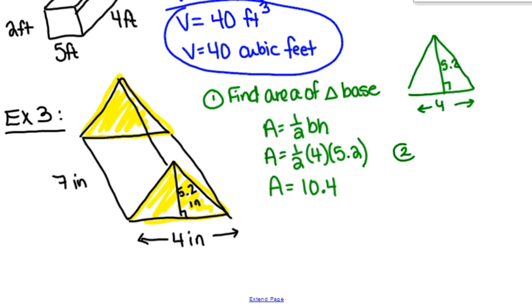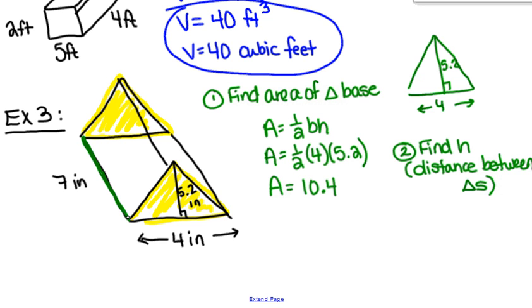Step 2 is to find the height of the prism. And remember, height is going to be the distance between the triangles. So if I go back and look at my picture, I've got this yellow triangle at the front, yellow triangle at the back. This piece that connects those yellow triangles is going to be the distance between the two, or the height of my prism, which in this case is 7 inches.